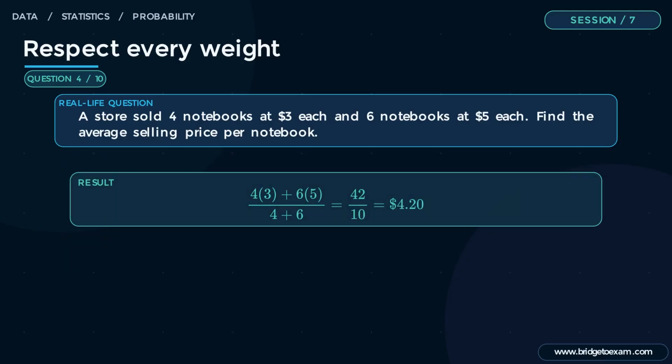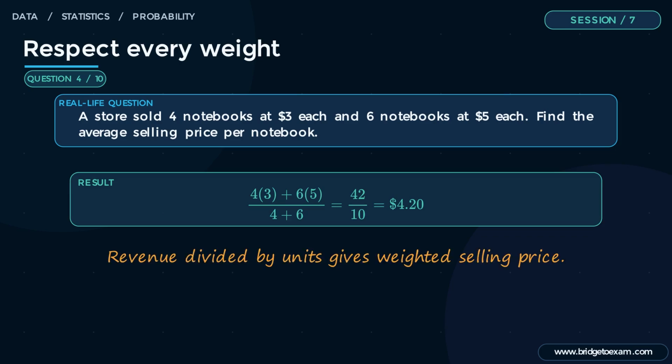Quick check. The average is closer to $5 because more notebooks sold at the higher price. This matters in real life because retailers use weighted selling price to analyze the mix of products actually purchased.